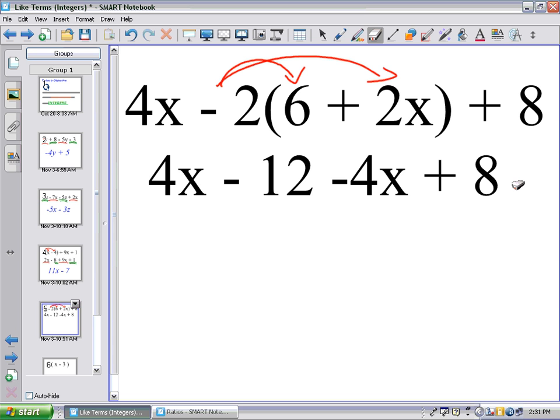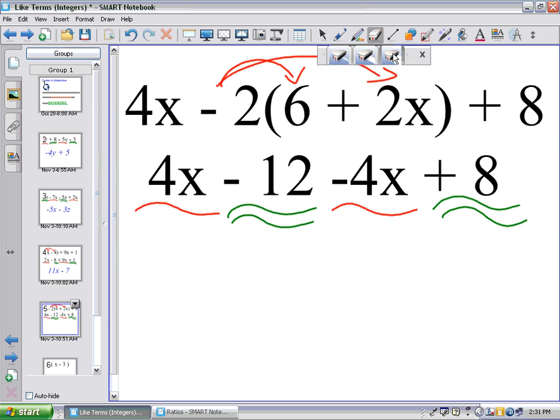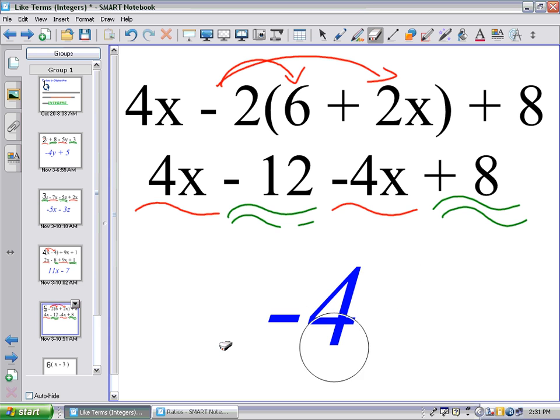Now, when I underline my like terms, the first thing that I notice is I got a positive 4x and a negative 4x. Opposites. Remember, when you add opposites together, something special happens. You always get 0. They cancel each other out. So now when I combine together 4x and negative 4x, that's going to make 0x. And 0x means 0 times x, and 0 times anything is 0. My final answer is simply going to be negative 4, because the only thing left in the math problem is a negative 12 and a positive 8.